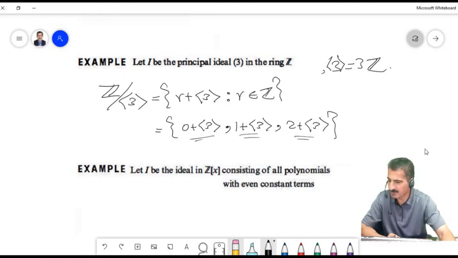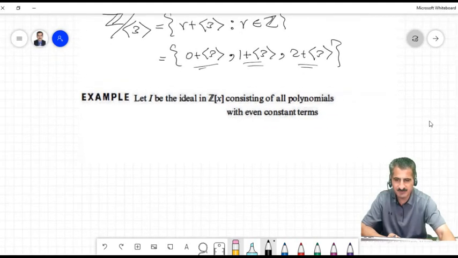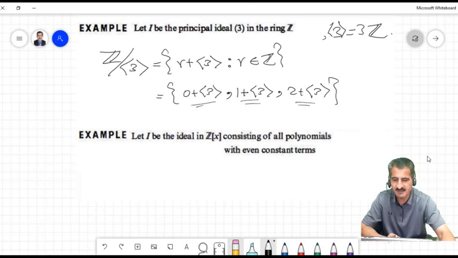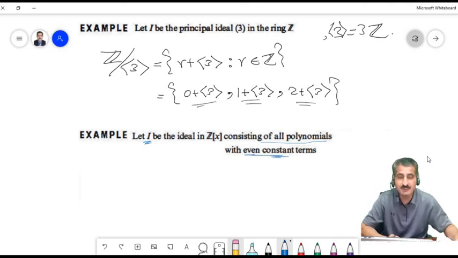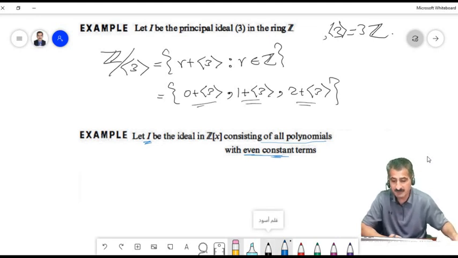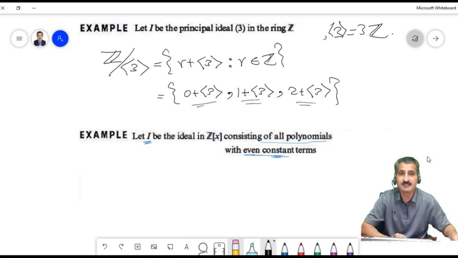And now the last example is to see the cosets of the ideal I that we worked with many times. I is the ideal consisting of all polynomials with even constant term. Again, with even constant term, we want to know what are the cosets of that element. So every polynomial with even constant term is in I.